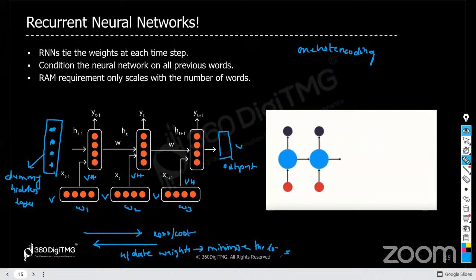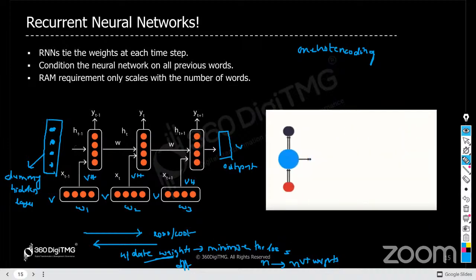Then when you update, you will have different weights again. If you have n words, then what will be the weight? If you have n words, you will have n into VH weights. N into VH weights. So what is the weight of this one? See here.